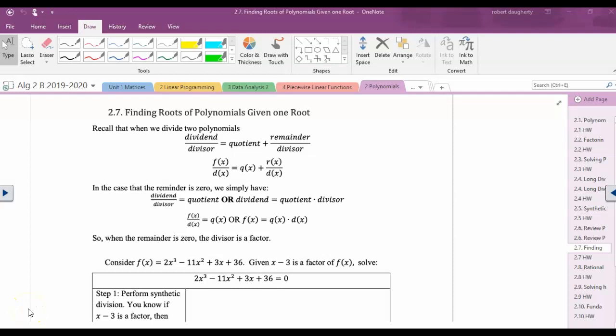Okay, section 2.7. We're going to continue with what we did with synthetic division. What we're going to let rest is long division. So you'll need it for the test, but we're not going to use that on a daily basis because synthetic division is a little bit easier to do.